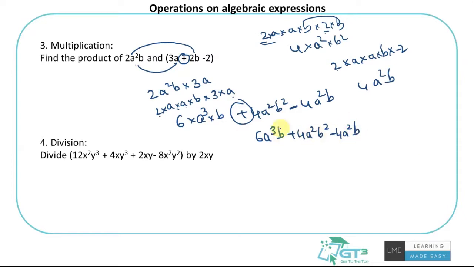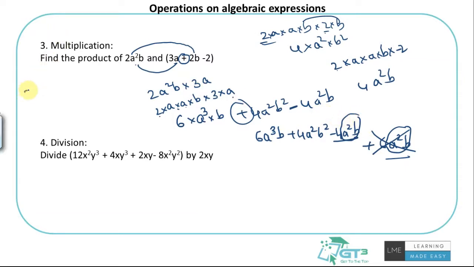Now I cannot simplify further because you see this is a cube b, and I don't have a cube b anywhere. This is a square b square and this is a square b. So they are all different. If I add, let's say, another expression like plus 6a square b, then yes, I can combine these two because a square b and a square b is common. But because I don't have anything, I cannot do anything further.